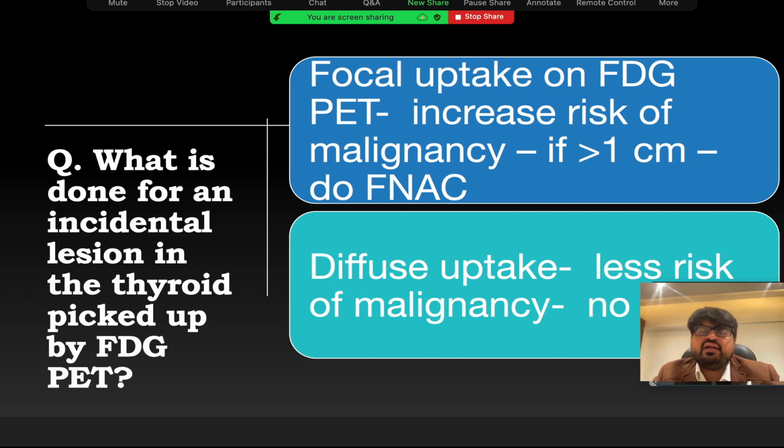So again, whenever an uptake has been reported, I call my nuclear medicine physician and I talk to him about whether it's a focal uptake or a diffuse uptake. If it's a focal uptake, I definitely send this patient for an ultrasound and USG guided FNAC.